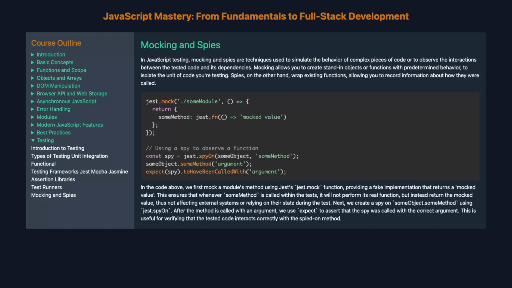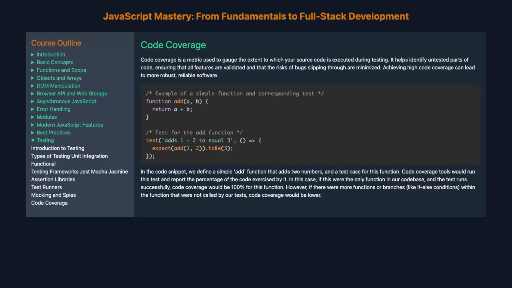In the code above, we first mock a module's method using Jest's jest.mock function, providing a fake implementation that returns a mocked value. This ensures that whenever someMethod is called within the tests, it will not perform its real function, but instead return the mocked value, thus not affecting external systems or relying on their state during the test. Next, we create a spy on someObject.someMethod using jest.spyOn. After the method is called with an argument, we use expect to assert that the spy was called with the correct argument. This is useful for verifying that the tested code interacts correctly with the spied-on method.